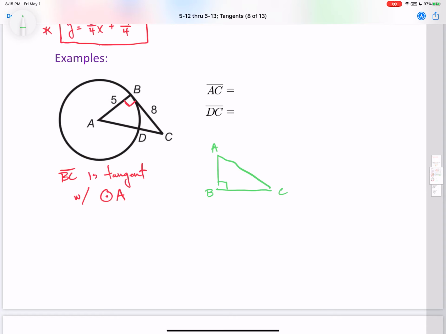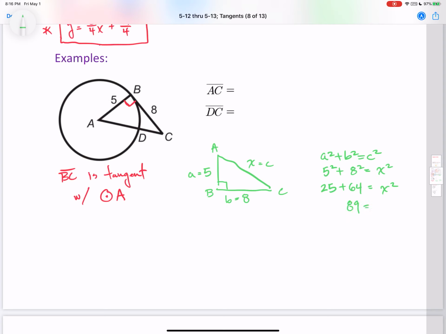From A to B, we have 5. From B to C, we have 8. And we want to solve for AC. We could use the Pythagorean Theorem here: a squared plus b squared equals c squared. In this case, a is equal to 5, b is equal to 8, and c is our x. So we have 5 squared plus 8 squared equals x squared. 5 squared is 25, 8 squared is 64, and 25 plus 64 is 89.